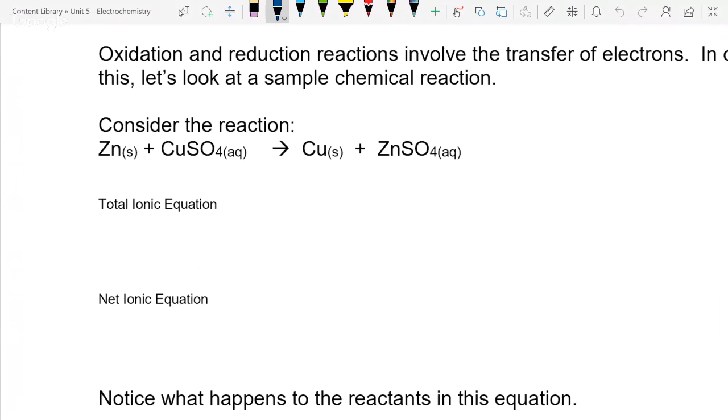Good. So is that going to affect our solid zinc? What do you think? Well, if we're talking about an ionic equation, does solid zinc involve any ions? No, no ions in solid zinc. What about copper sulfate? Aqueous, so it involves ions. So I'll do the left side for you, and you can do the right side. Solid zinc is just solid zinc, and we should write it as such.